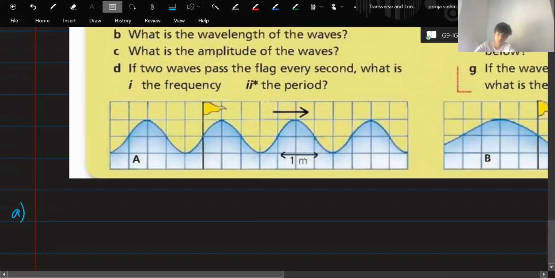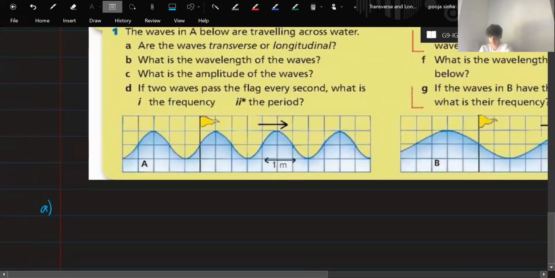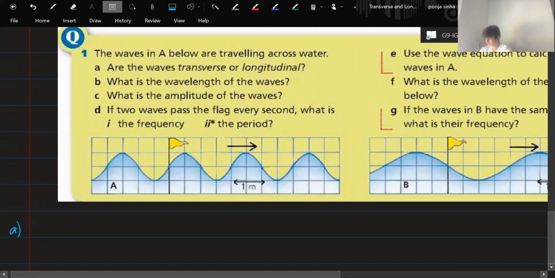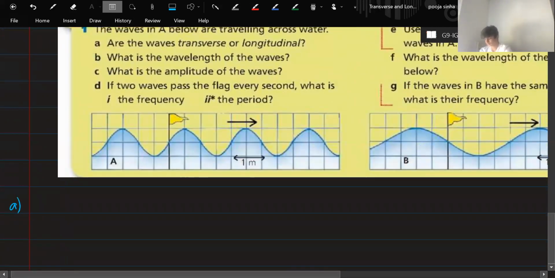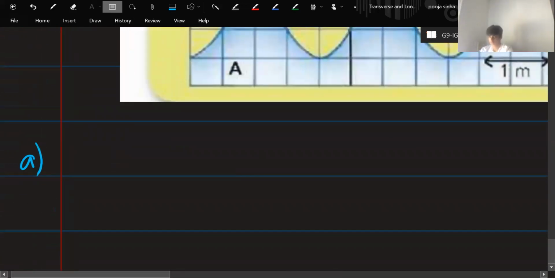So A is: are these transverse or longitudinal waves? Transverse. It's the wave traveling across water. So water waves are transverse, I think. But will they happen without a medium? No. So they're a combination. Water waves are always a combination. So what do I write? Transverse and combination of both.